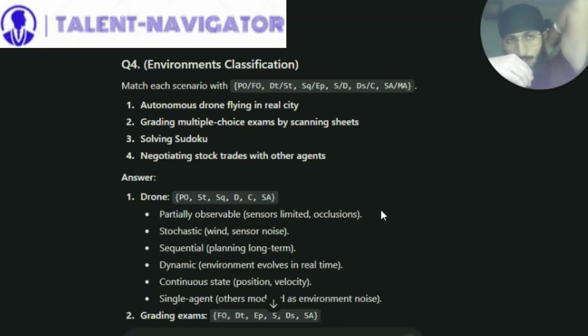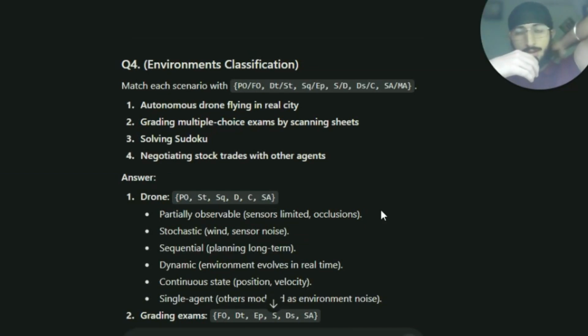So now moving over to a question, environment classification. Match each scenario with PO or FO, right? PO is partially observable, FO is fully observable. Then deterministic or stochastic, sequential or episodic. Then static or dynamic. Then discrete or continuous, and SA, single agent or multi-agent.